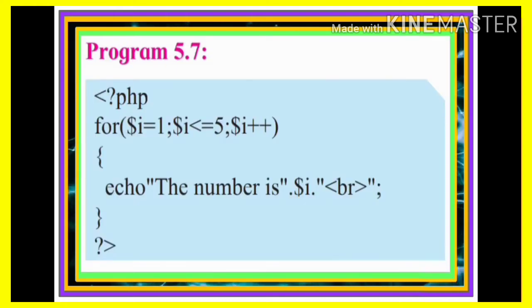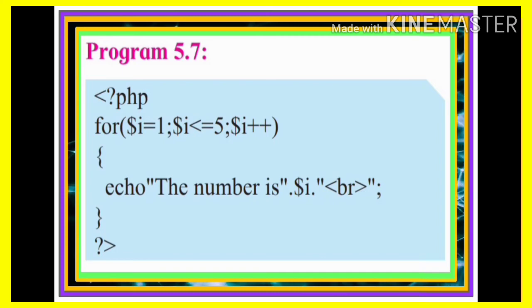Let's see one example of the for loop. Open PHP by using less than question mark PHP. In the next line, mention the for loop, for parenthesis having three parts: $i equal to 1 semicolon, $i less than or equal to 5 semicolon, and $i plus plus, close parenthesis. Here the plus plus operator is used, meaning every time it will add 1 to i.